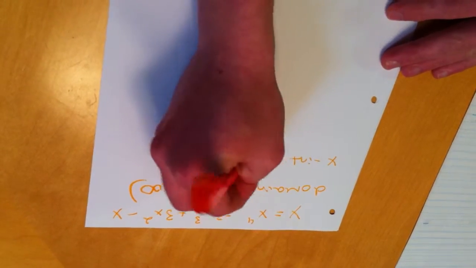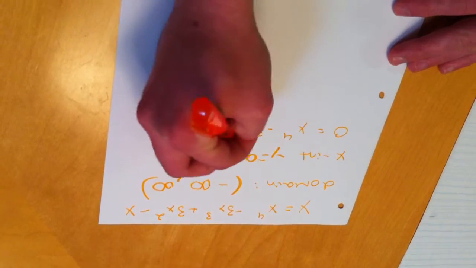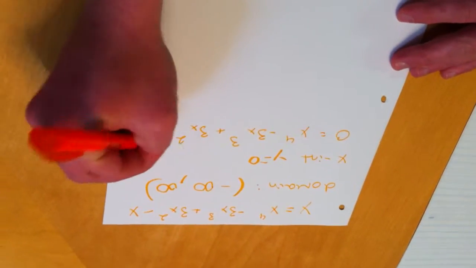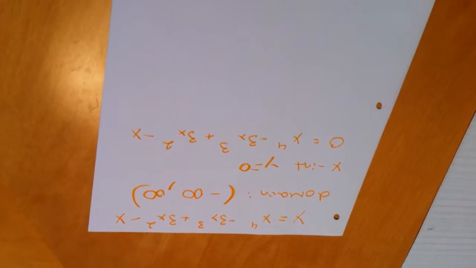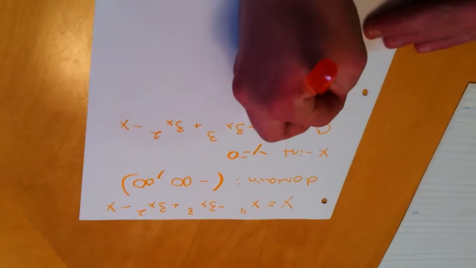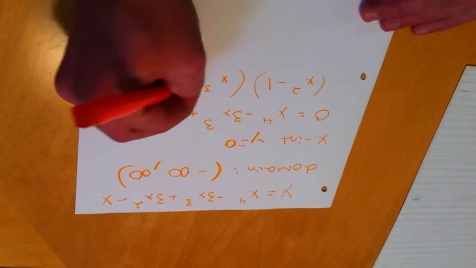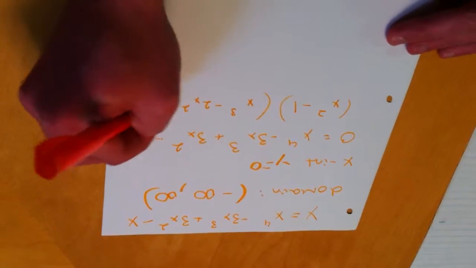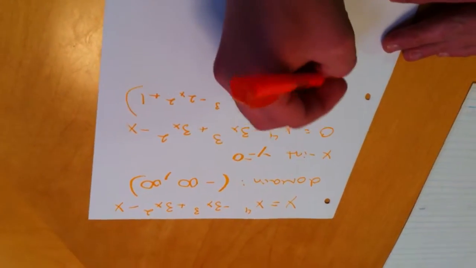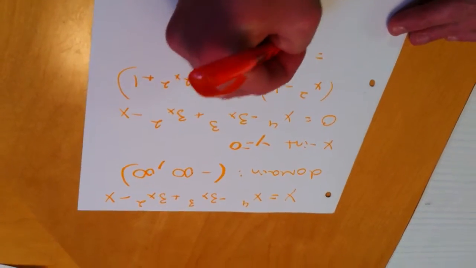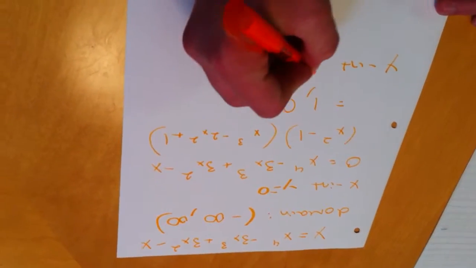where y equals 0. So 0 equals x to the fourth minus 3x to the third plus 3x squared minus x. It's not as simple as it looks, but I end up breaking it down into x squared minus 1 times the quantity x to the third minus 2x squared plus 1, which ends up giving us the intercepts 1 and 0.